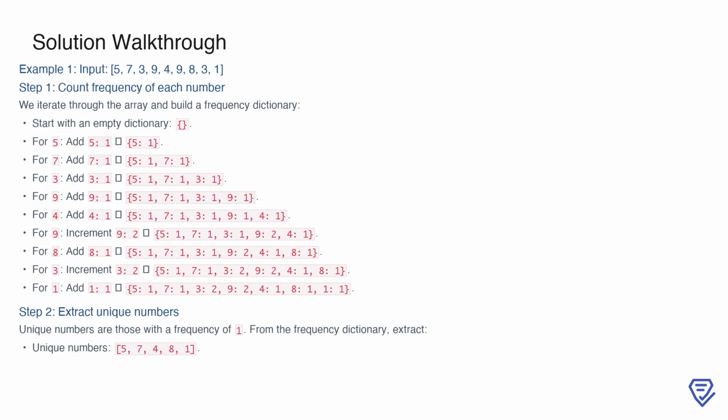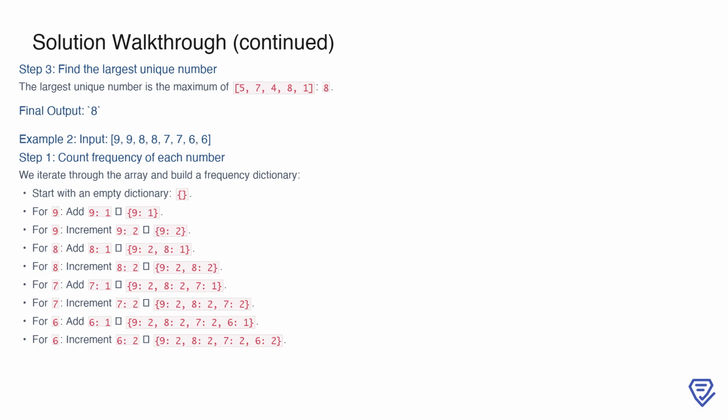From this dictionary, the unique numbers are 5, 7, 4, 8, and 1. Now that we have the unique numbers, the next step is to find the largest among them. The unique numbers, as determined earlier, are 5, 7, 4, 8, 1. To find the largest, we simply take the maximum value from this list, which is 8. Thus, the largest unique number for this example is 8. The final output for this input is 8.